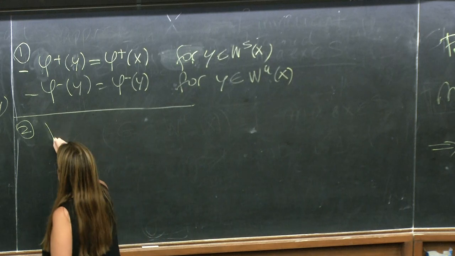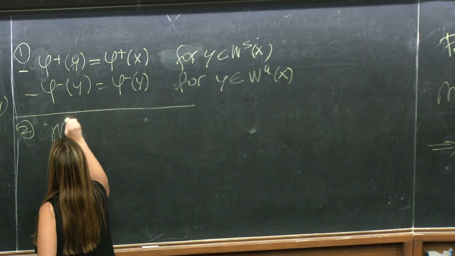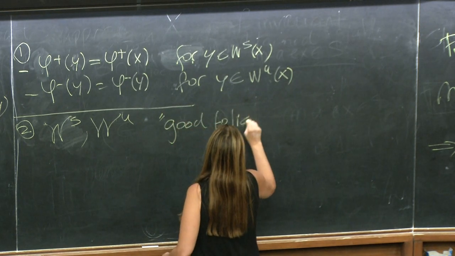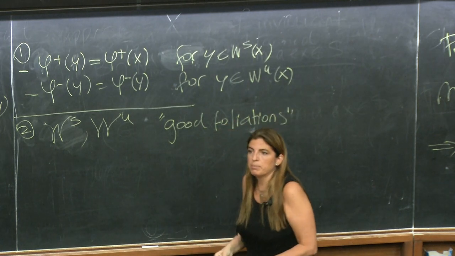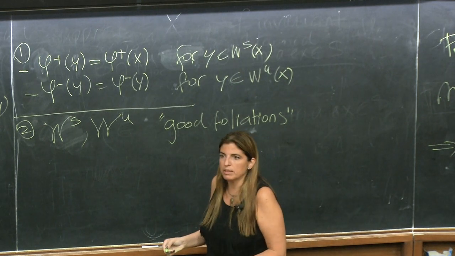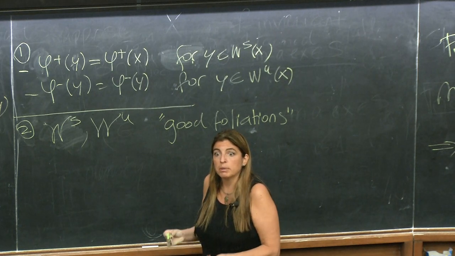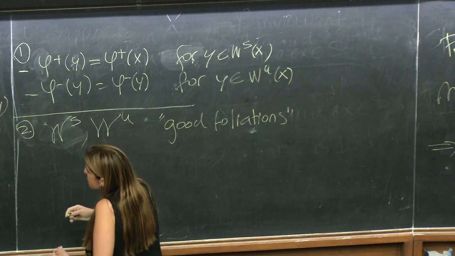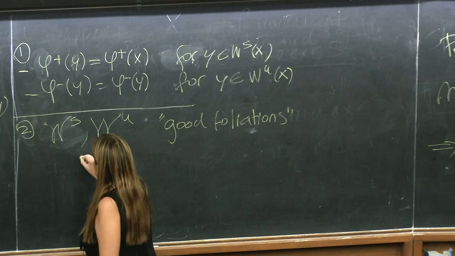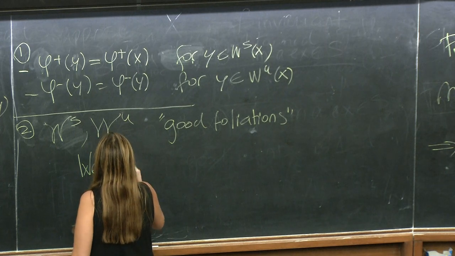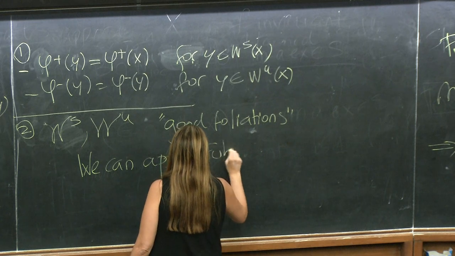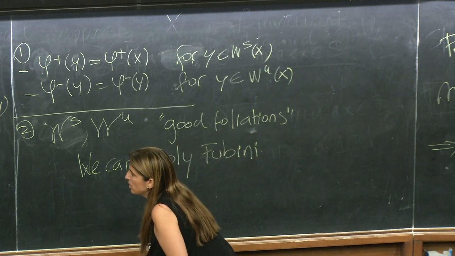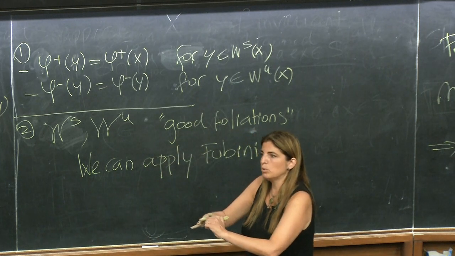The other element is that these W^s and W^u are good foliations. What do I mean by good foliations? We didn't use that the map is linear, in fact. We used that we could apply Fubini. If we can apply Fubini, then the linear part is not relevant. But in order to do that, we need that these stable and unstable manifolds are good foliations. I don't want to get into technical details, but it's just enough that we can apply Fubini. They're so good that we can apply Fubini to decompose, and then Fubini to compose again. We use it twice.